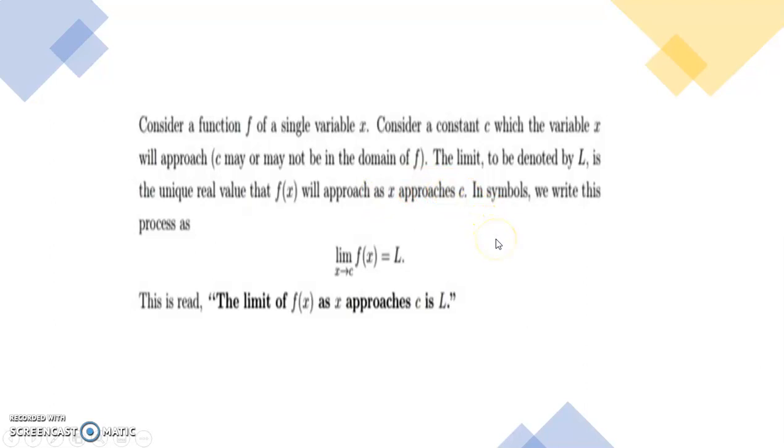Consider a function f of a single variable x. Consider a constant c which the variable x will approach. c may or may not be in the domain of f. The limit, to be denoted by capital letter L, is the unique real value that f of x will approach as x approaches c. In symbols, we write this as: the limit of f of x as x approaches c is L.